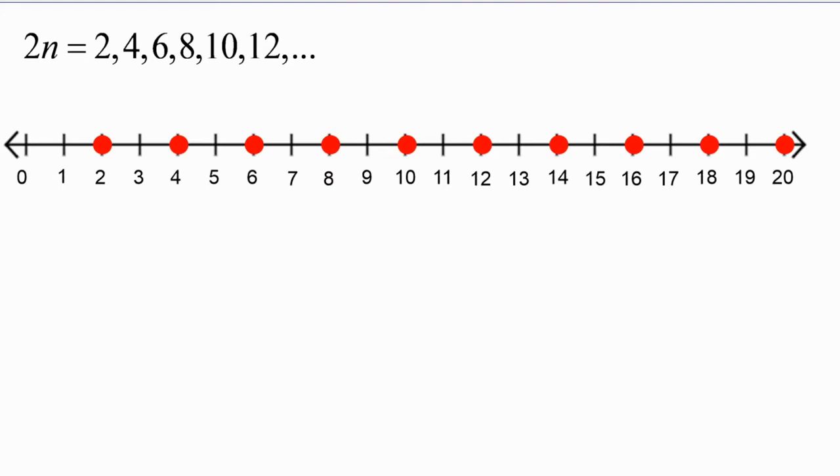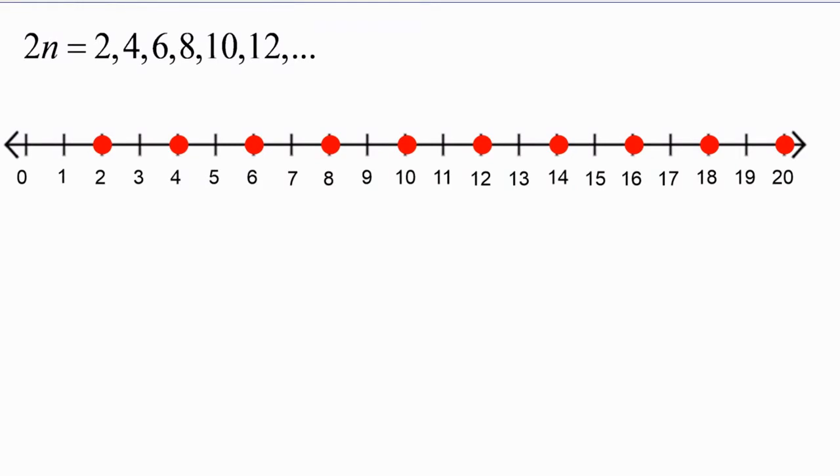Okay, here we have a sequence 2, 4, 6, 8, 10, 12, and I've got those numbers labeled on the number line here up to 20, but these numbers continue on. So you can see this is counting by twos, so I know that this is a 2 times n sequence because every time the term number increases, the numbers are going up by twos. So this is very easy to identify as 2n.